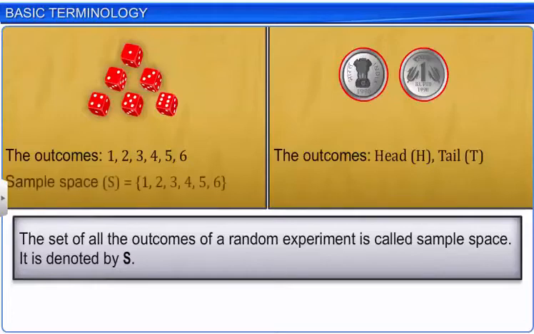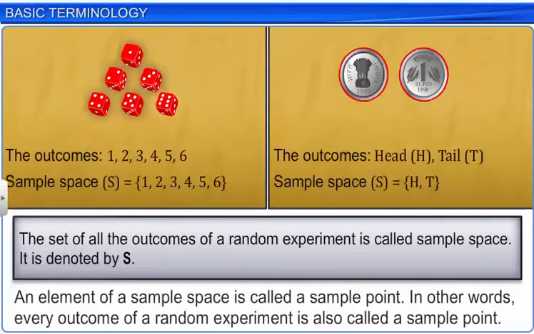The sample spaces of rolling a die and tossing a coin are represented as shown. An element of a sample space is called a sample point. In other words, every outcome of a random experiment is also called a sample point.